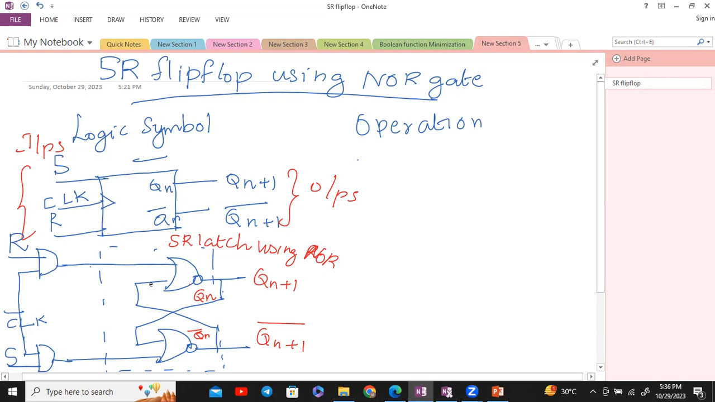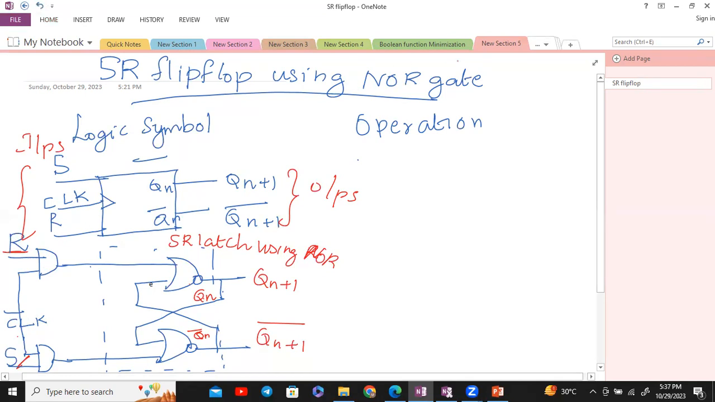The inputs are given to the AND gates. The first one should be the R input and the second one should be the S input. In the NAND gate design, you have the S input on top and the R input at the bottom, but here you have the R input on top and the S input at the bottom. So we can discuss one by one.